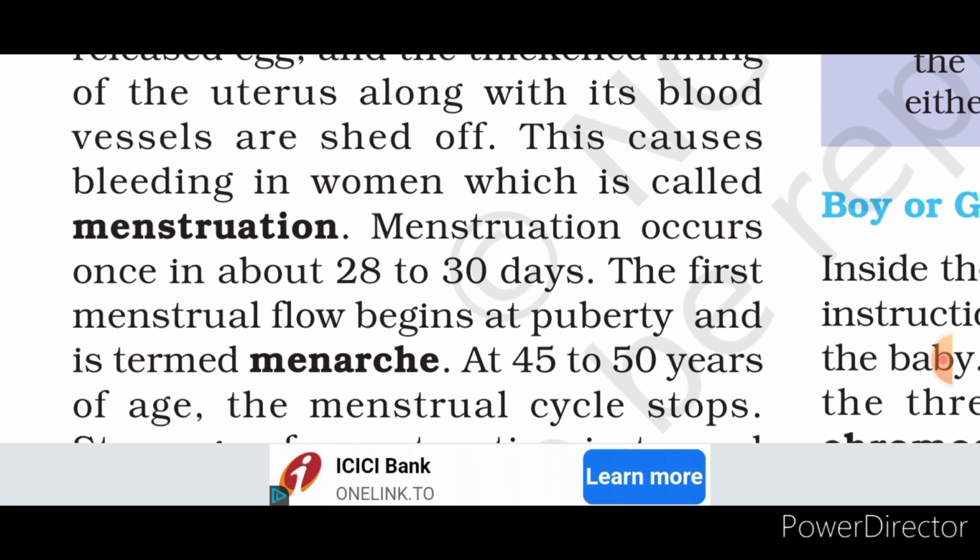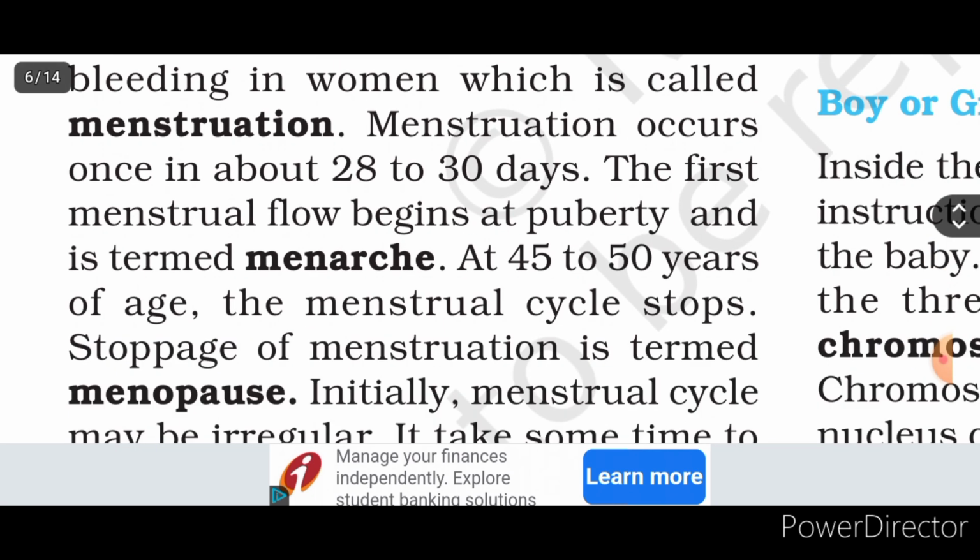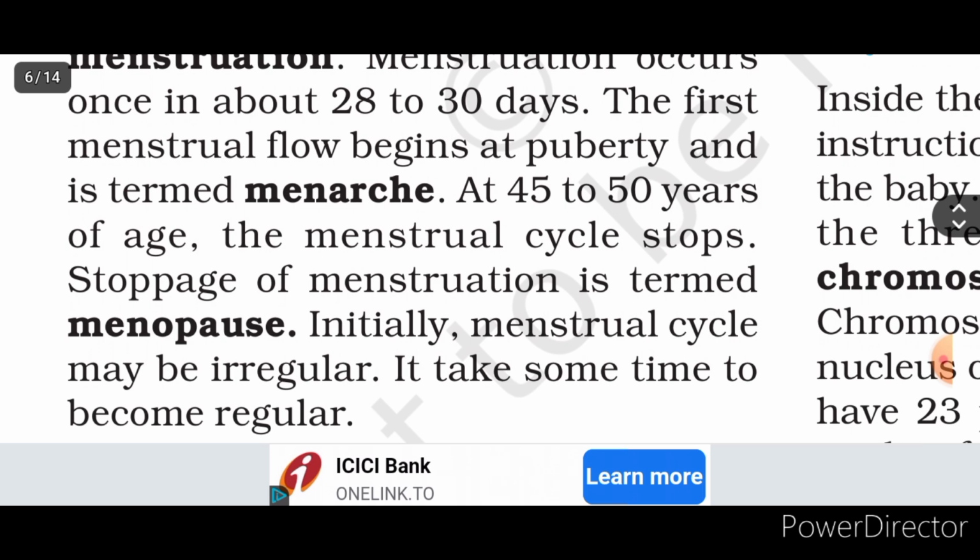Menstruation occurs once in about 28 to 30 days. The first menstrual flow begins at puberty and is termed menarche. At 45 to 50 years of age, the menstrual cycle stops. Stoppage of menstruation is termed menopause. Initially, the menstrual cycle may be irregular. It takes some time to become regular.